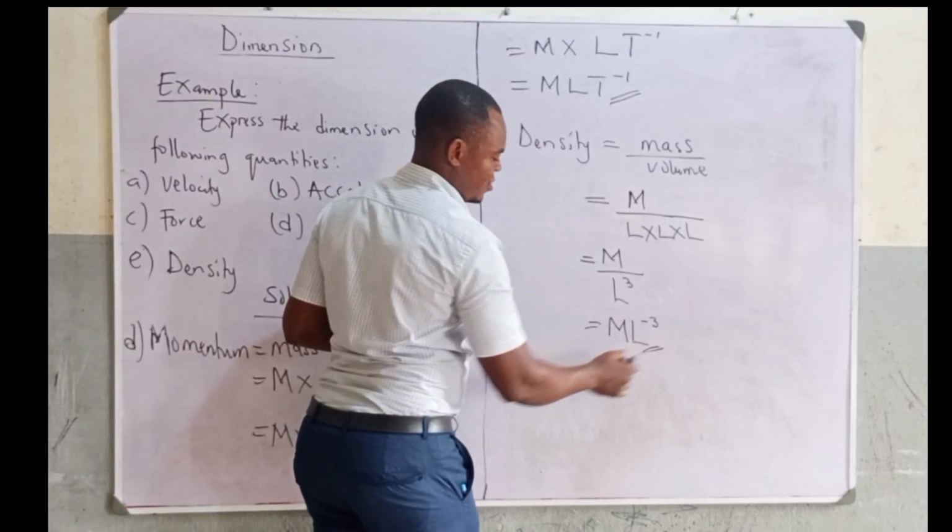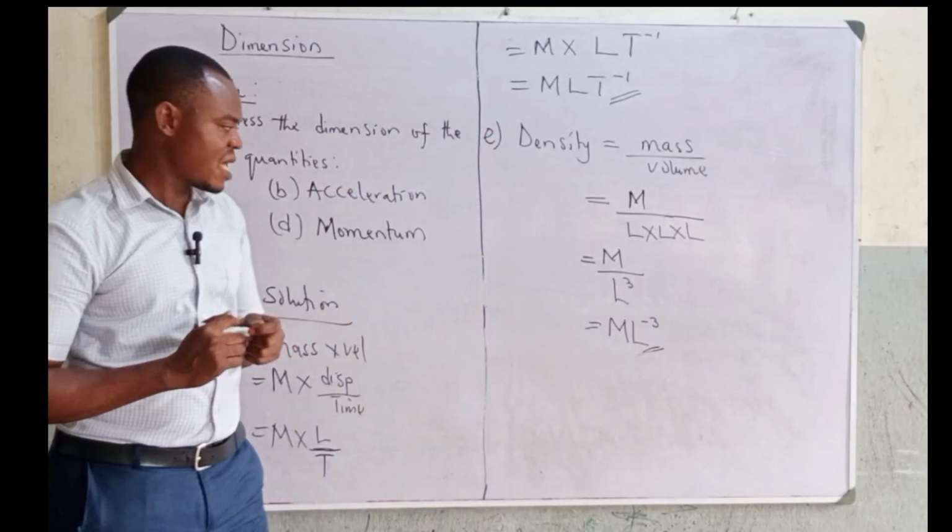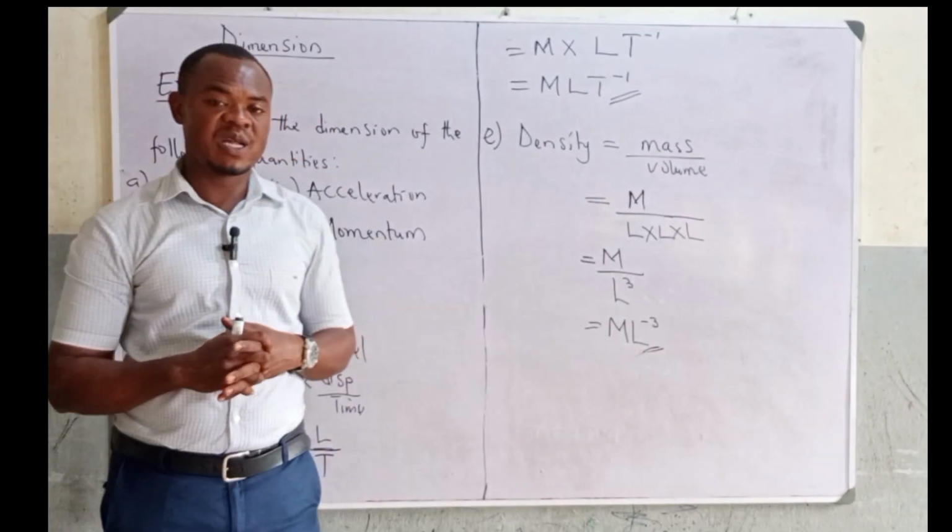This is very clear. So each time you want to solve a problem on dimension, you need to know the formula of the given quantity.